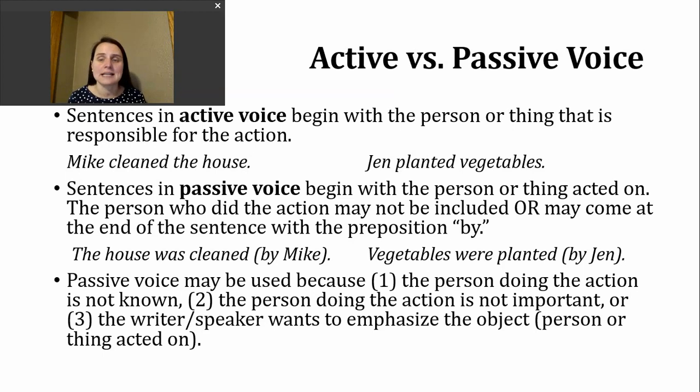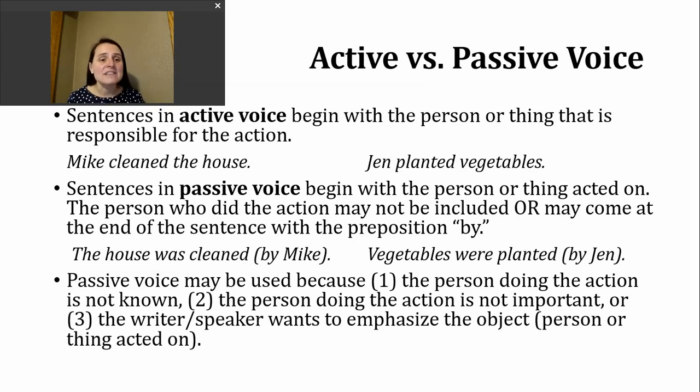And I have two sample sentences here. Mike cleaned the house. Jen planted vegetables. In both of those sentences, I know who is doing each action. Mike is responsible for cleaning. Jen is responsible for planting.